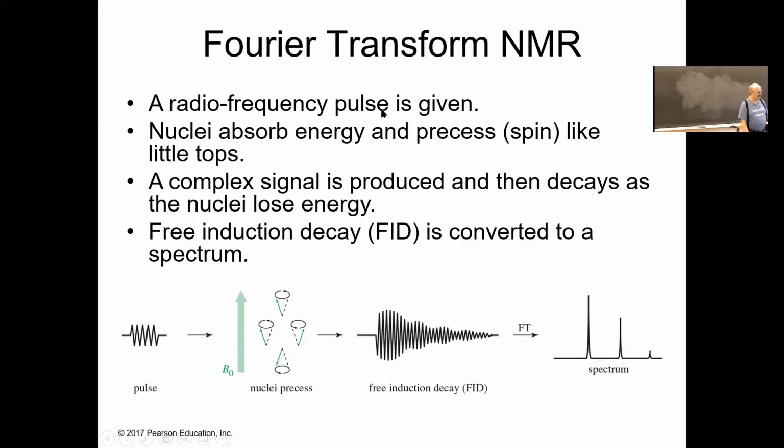Okay, so in Fourier transform NMR, and this is what all NMR instruments today use, we have a radio frequency pulse, which is delivered. Nuclei absorb energy and precess or spin like little tops. A complex signal is produced and then decays as the nuclei lose energy. And this produces a signal called a free induction decay. And then the Fourier transform is a mathematical operation which converts this to the signal.